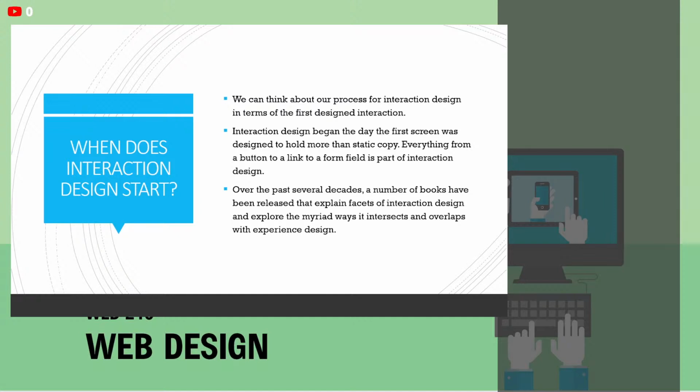Right, so more in general, interaction design began the first day the first screen was designed to hold more than static copy. So everything from a button to a link to a form field is part of interaction design. And over the past several decades, there have been a number of books on this subject that explain all the different facets of interaction design and explore the myriad ways it intersects and overlaps with experience design. And so we benefit from the knowledge of a lot of other people that have come together with us to get to this point.